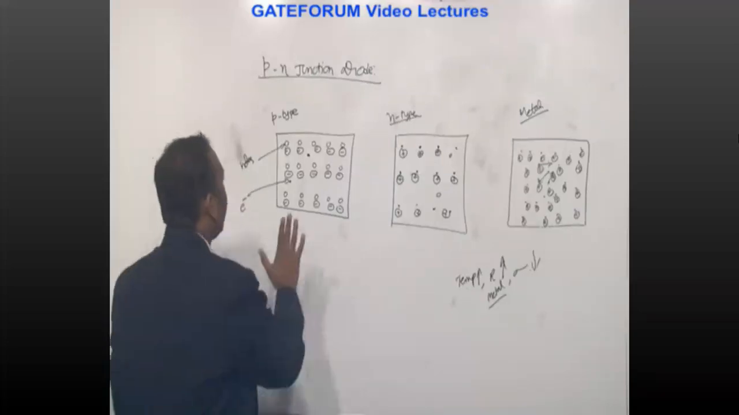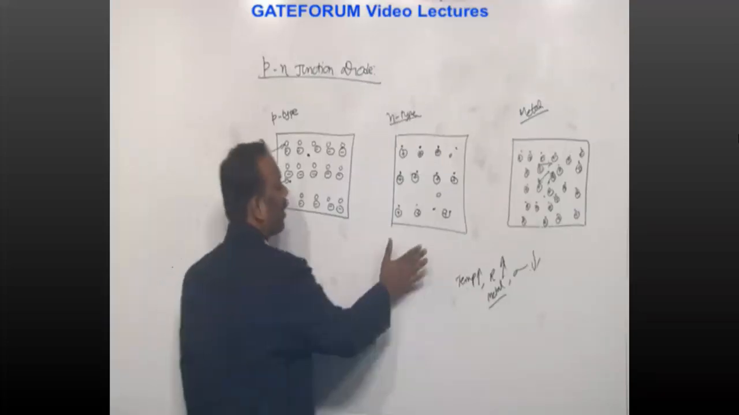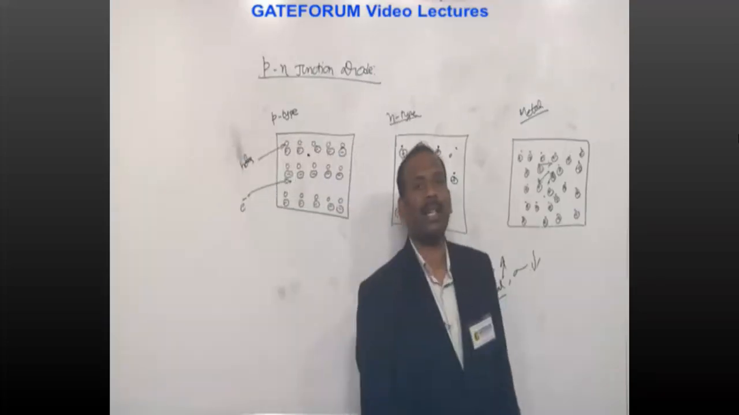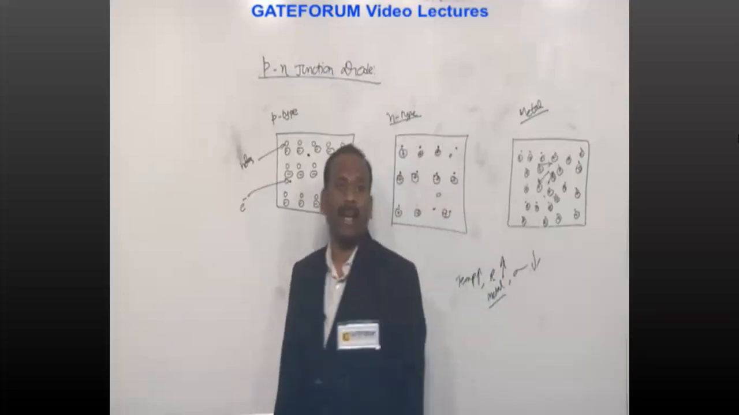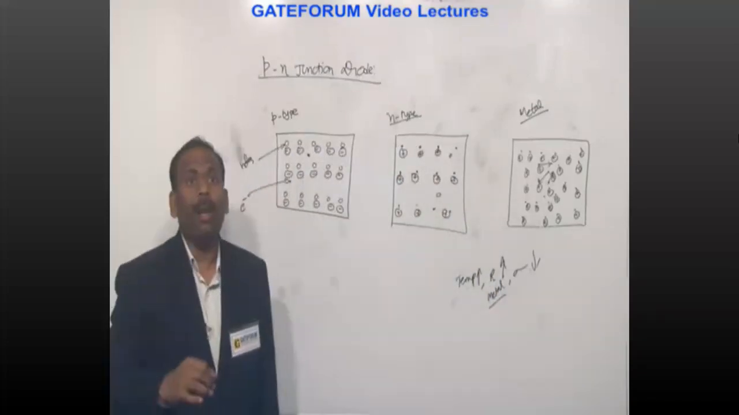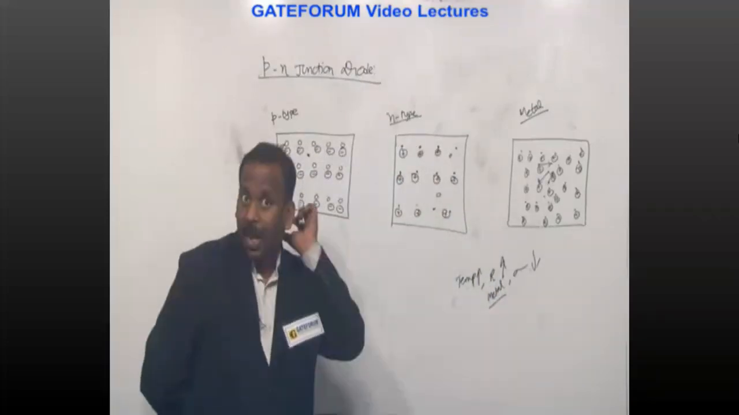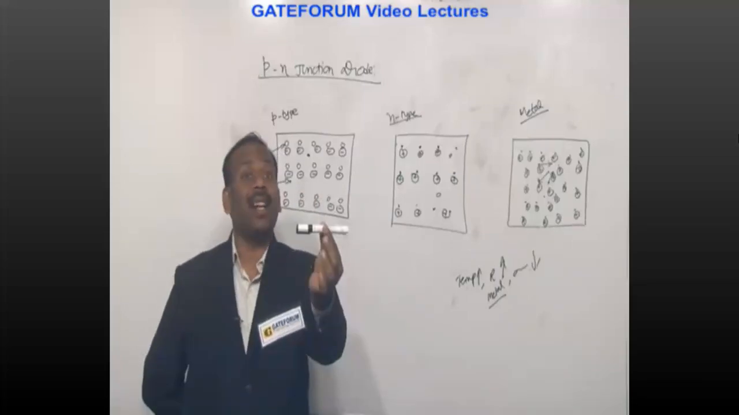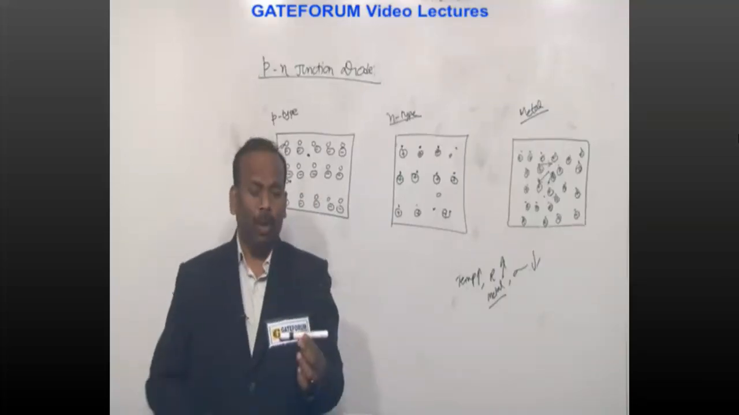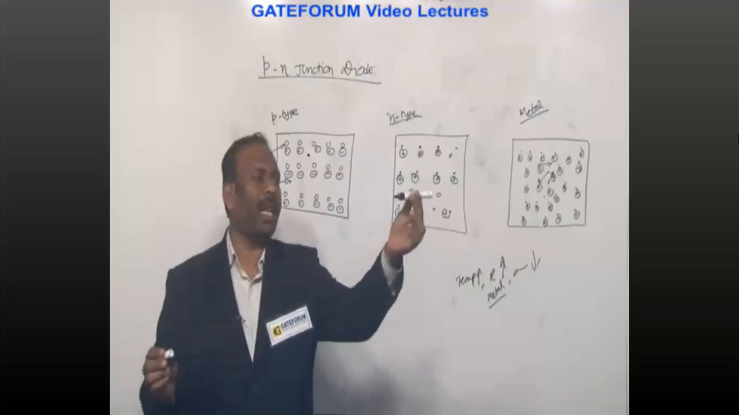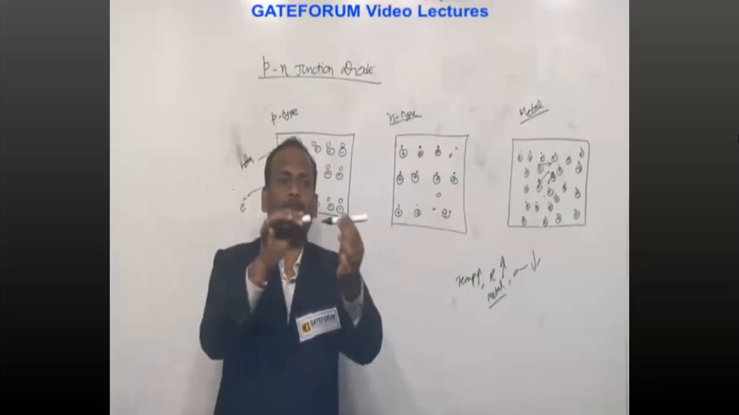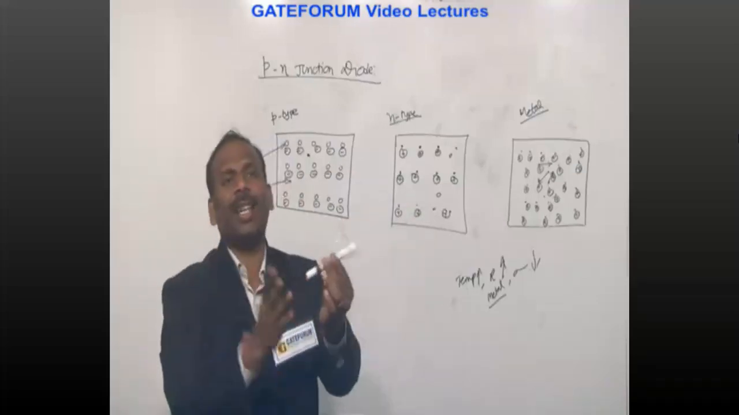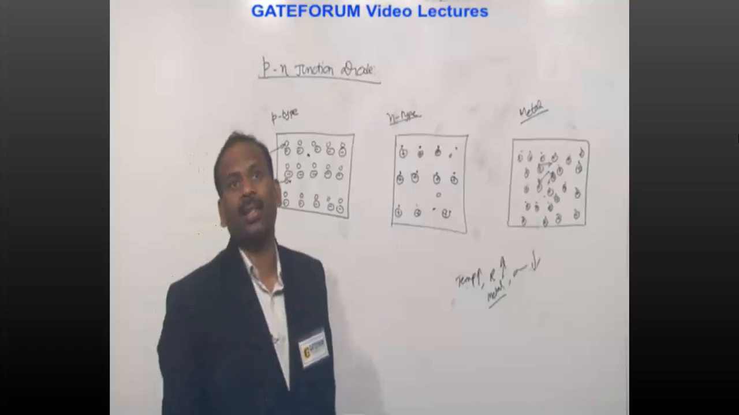Now, this is the representation of a p-type semiconductor, this is the representation of an n-type semiconductor, and this is the representation of a metal. Now how is a p-n junction formed? Take silicon or germanium. Don't take a p-type semiconductor and an n-type semiconductor and join them like this, with the p-n junction at the center. It's not like that.